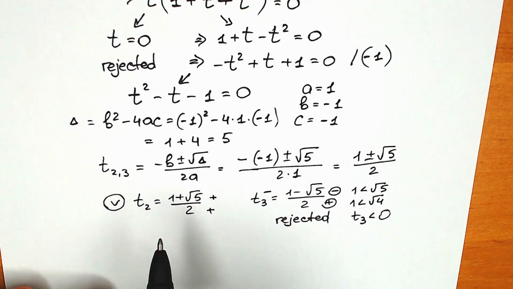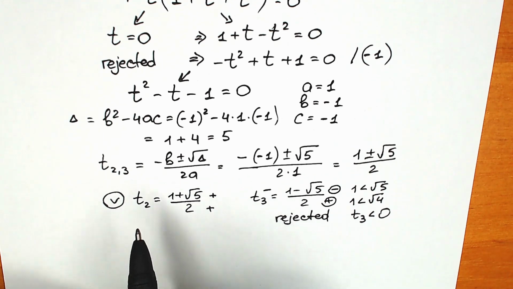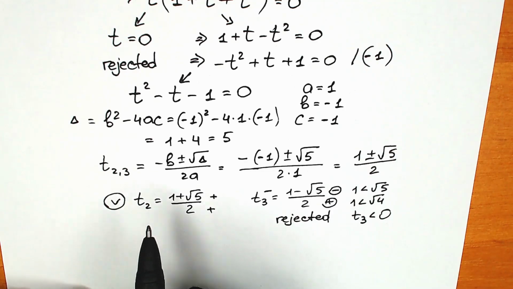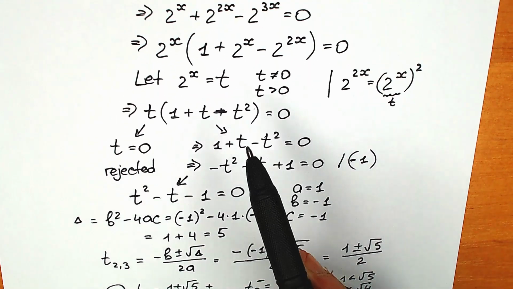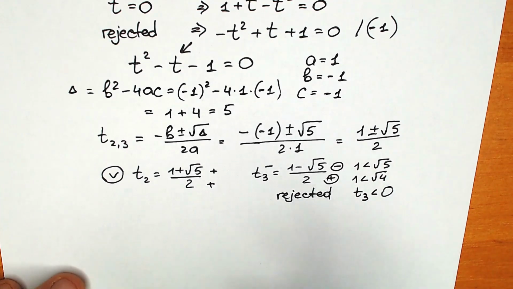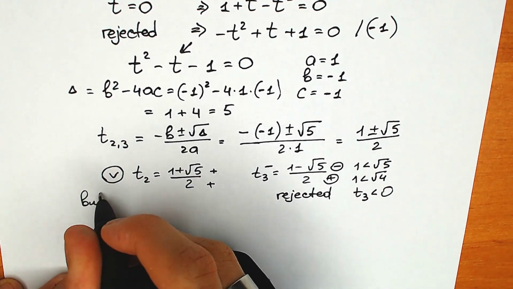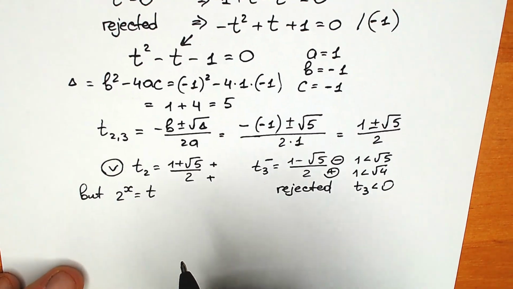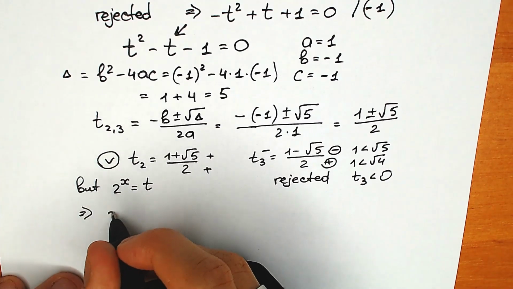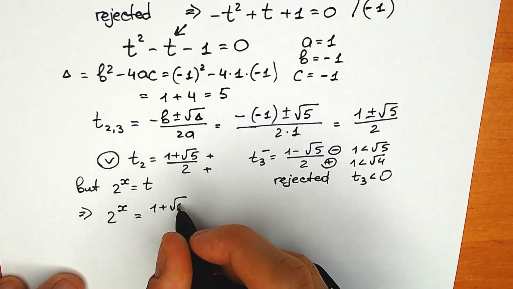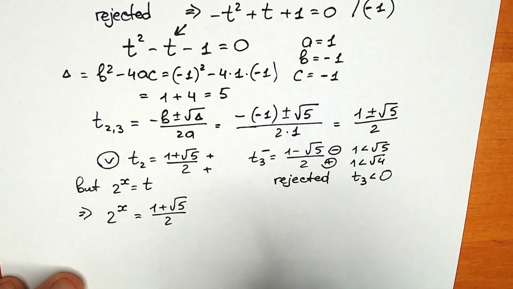And we are talking about only one. This is our last hope. We have t second. So right now let's solve our equation with t second. Let's go back to our substitution. So 2 to the power x is equal to t. As a result, our equation looks like that. So we have 2 to the power x equal to 1 plus square root of 5 over 2.